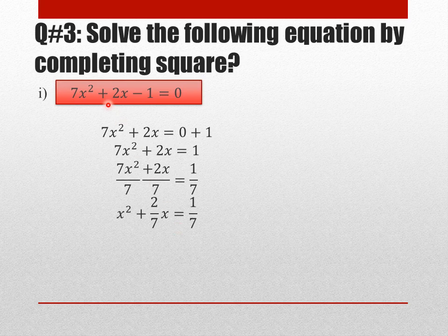Now as the word completing square explains, we have to apply the formula of a perfect square, and you all know there are two formulas of perfect square, a plus b whole square and a minus b whole square. Here we have two terms, x square plus 2 by 7x. This term is a square, this term is 2ab term. We do not have the term b square.